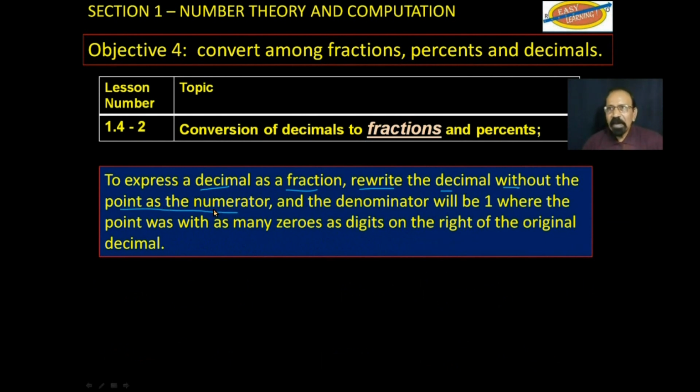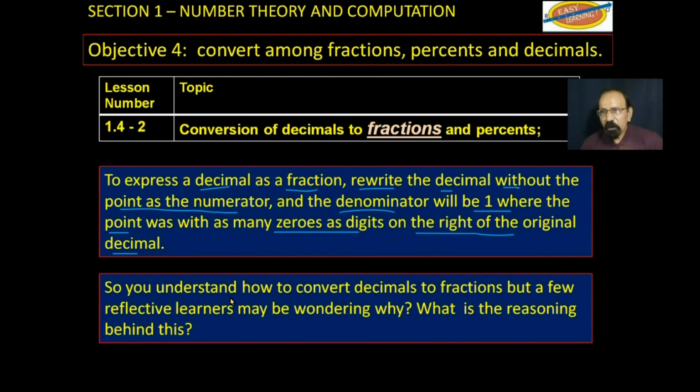So to express a decimal as a fraction, rewrite the decimal without the point as the numerator, and the denominator will be 1 where the point was originally, and as many zeros as digits on the right of the original decimal point. So you understand how to convert decimals to fractions.